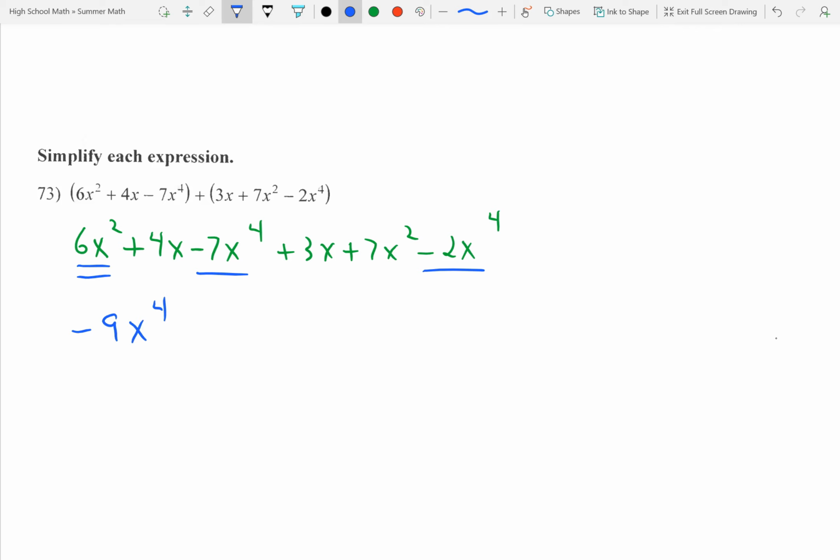X squared is like x squared. 6 plus 7 will be a 13x squared. It has to be the same and it stays the same. Technically, we should regroup or rearrange these using the commutative property. Addition is commutative. We should change these subtractions to plus a negative, but we can simply get to our answer. 4x plus 3x, that's going to be a 7x.